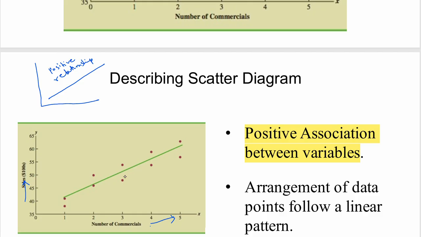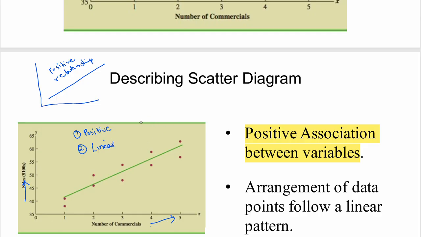Now, another thing we could also say, apart from the fact that it's a positive relationship, has to do with the fact that it is linear. And so, number one, the relationship is positive. Number two, it is linear.